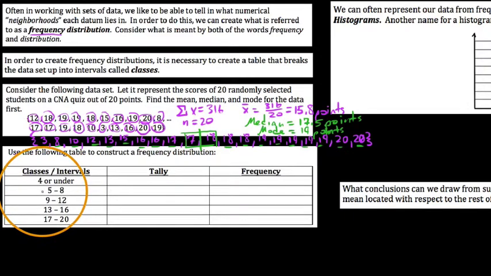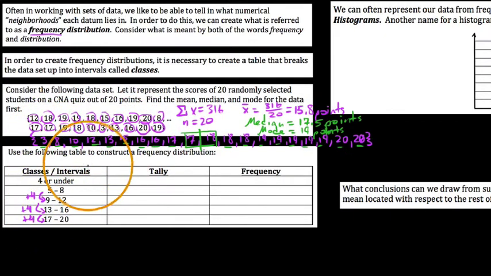So to find the class width, the distance from here to here is 4, and the distance from here to here is 4, and from here to here is 4. So the class width is 4 on each of these. And the same is true for these upper class limits as opposed to the lower class limits. But we're just going to go ahead and organize our data in this table.